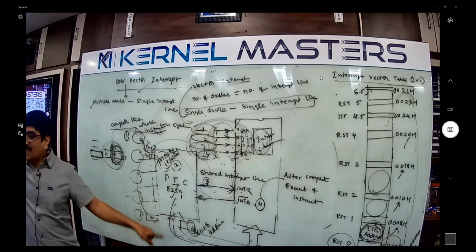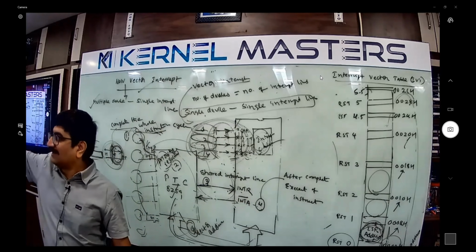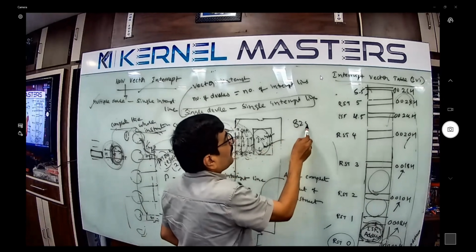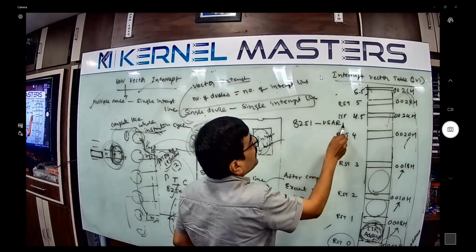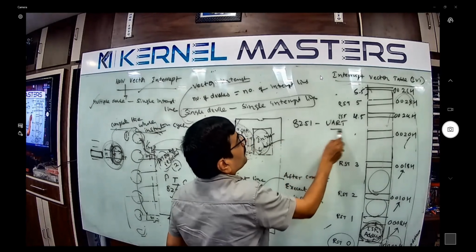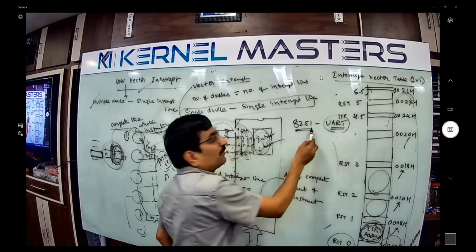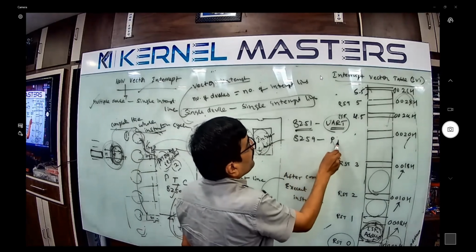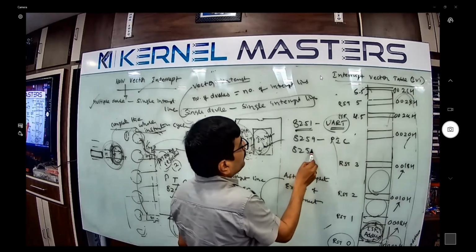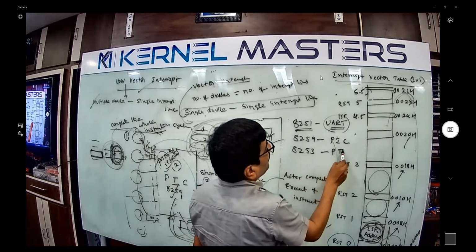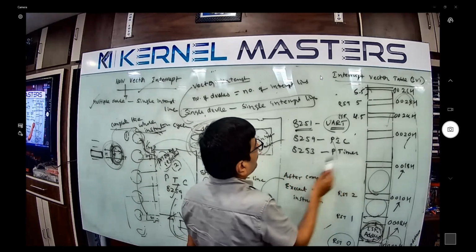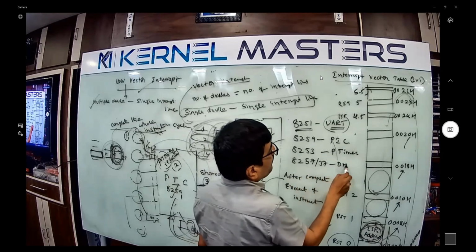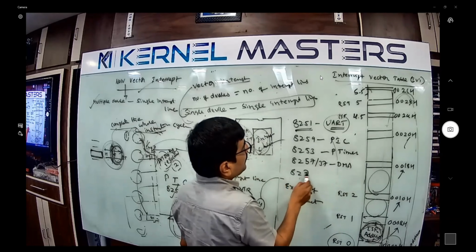DMA is there, DMA 8237 or 8257. DMA is a separate chipset. In short, 8251 is the universal synchronous asynchronous receiver and transmitter, the USART. You understand, correct? 8259 is the programmable interrupt controller. 8253 is the programmable timer. 8257 or 8237 is DMA. 8279 is the keyboard controller.